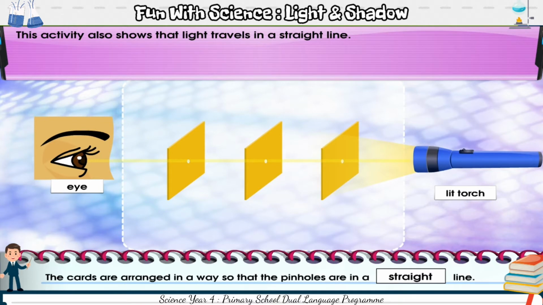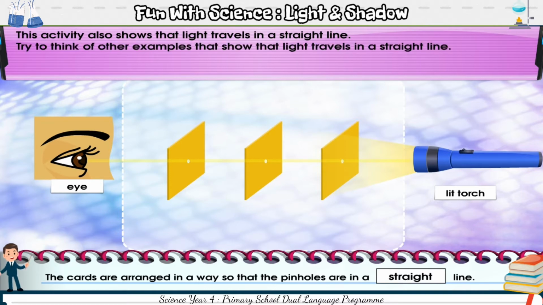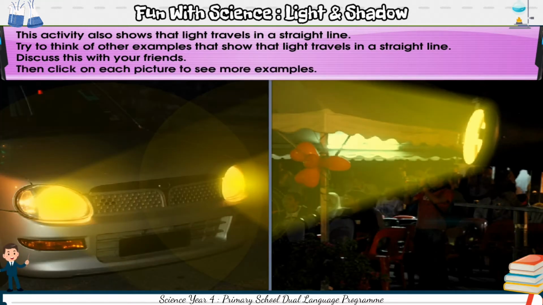This activity also shows that light travels in a straight line. Try to think of other examples that show that light travels in a straight line. Discuss this with your friends. Then, click on each picture to see more examples.